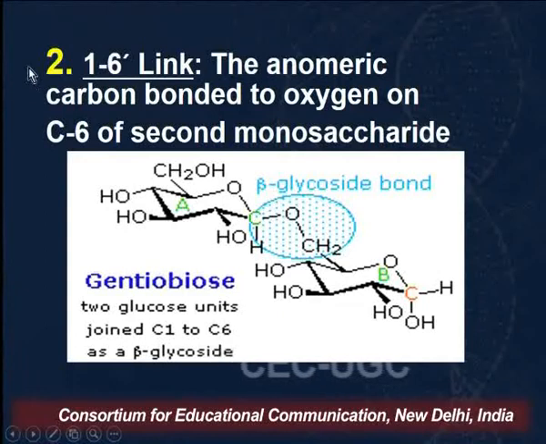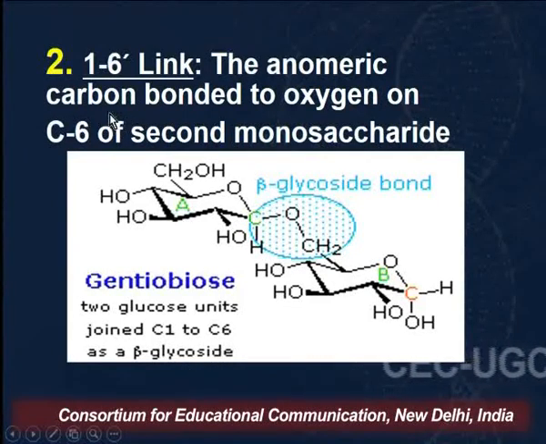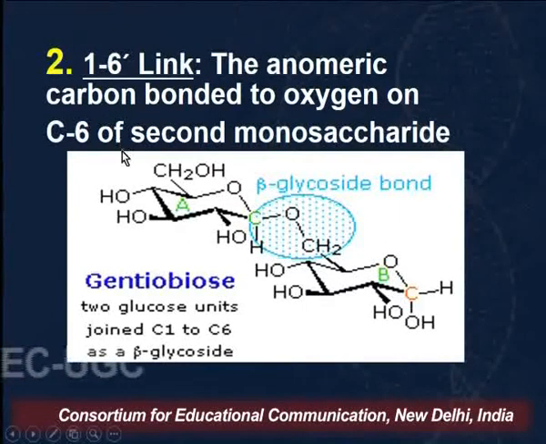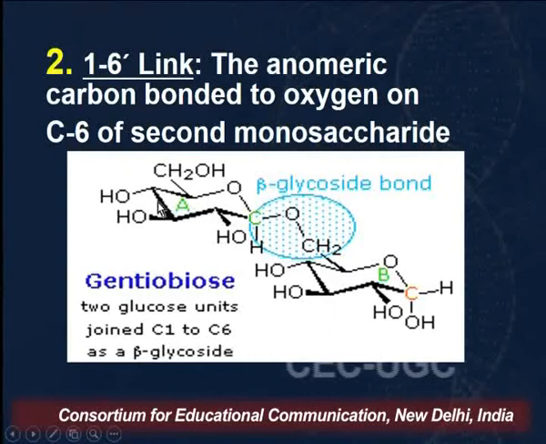Now the second linkage that we can have is the 1,6 linkage. In this case, you always have to remember, whether we talk of any of the three linkages that I am discussing, the glycosidic bond will start from the first carbon in case of aldoses, and the second carbon if we are talking of a linkage between an aldose and a ketose molecule.